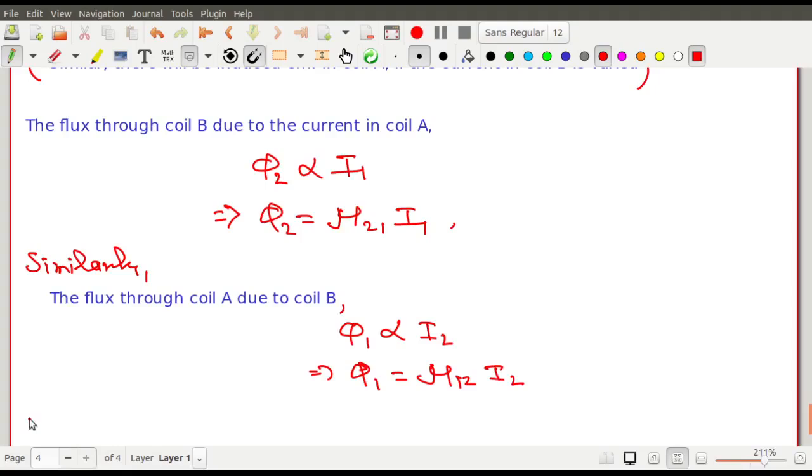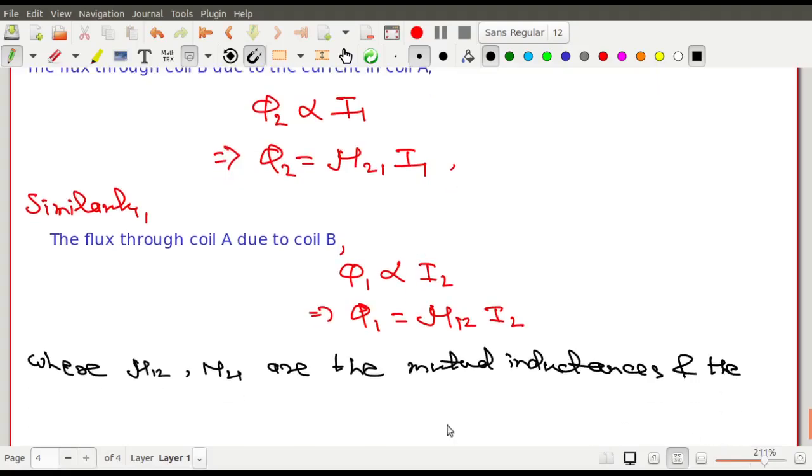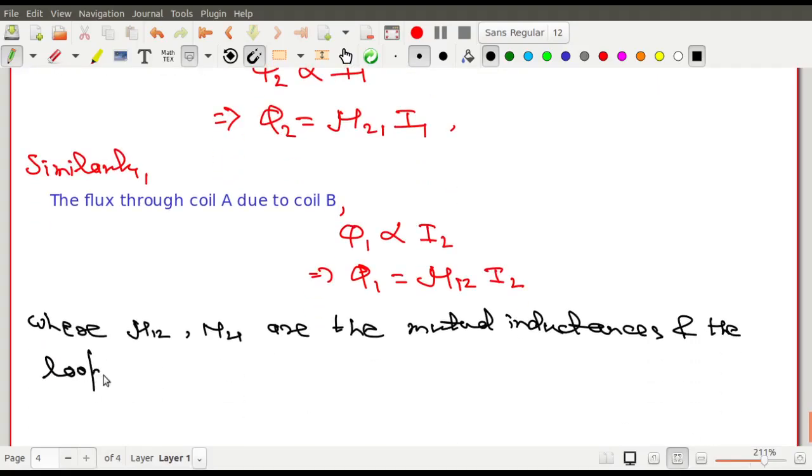Now here we call M12, M21 the mutual inductances of the loop. These are called the mutual inductances of the loop. And it can be shown, which we will also show.